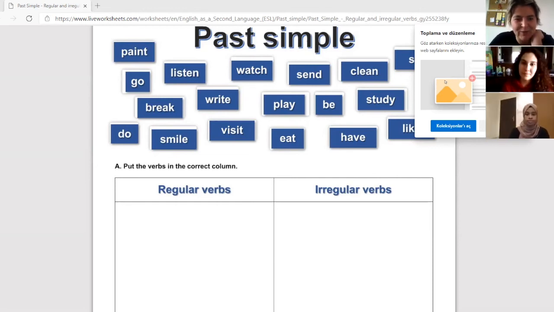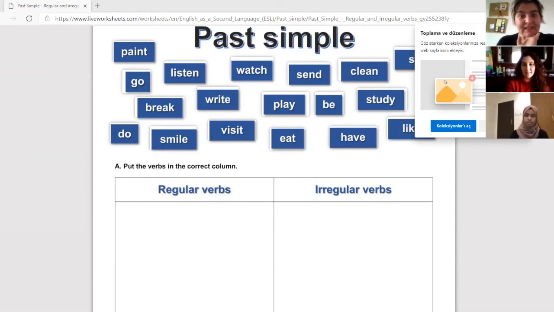Regular. You are perfect. And Alicia, could you give me an example sentence with study? I studied math yesterday. Very nice. And Aysu? Eat. Ate. Irregular. Eat, and the simple past form is ate, irregular.